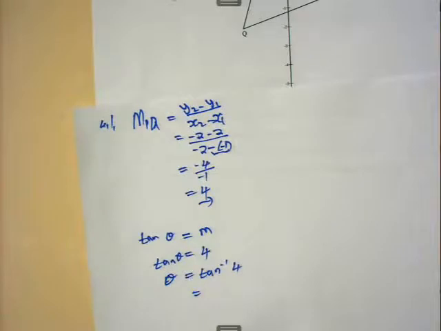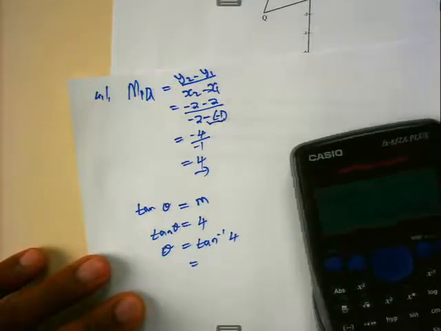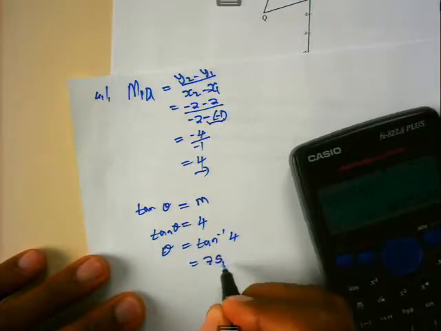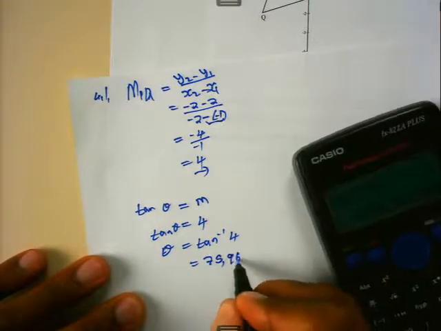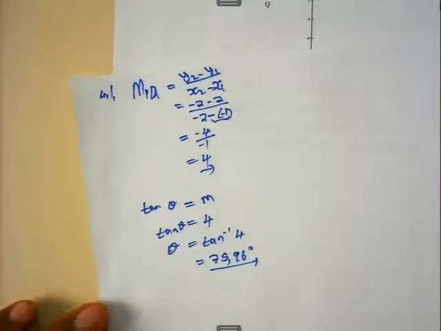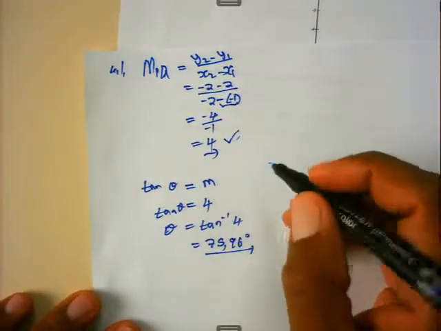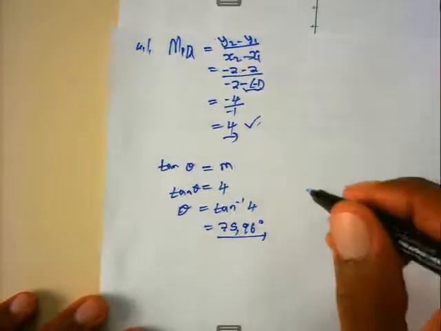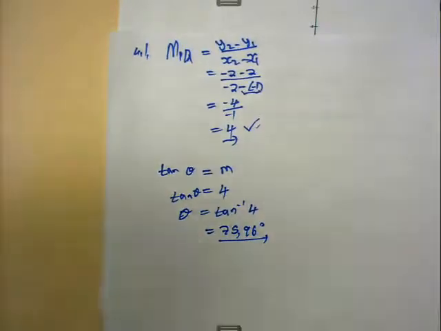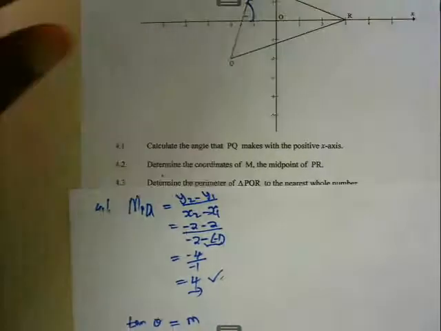Now, what is the answer on this one? Of course, you can use your calculator. Then we have the inverse of tan of positive 4, and our answer there is 75.96 degrees. Of course, it's very important: the gradient is positive. If the gradient is positive, it means we are expecting to get an angle which is less than 90. Of course, that is the first question there.